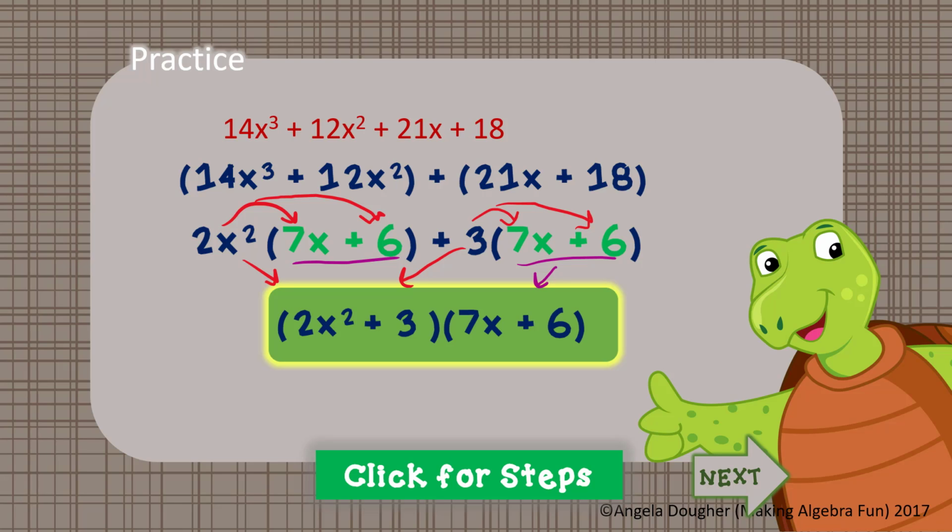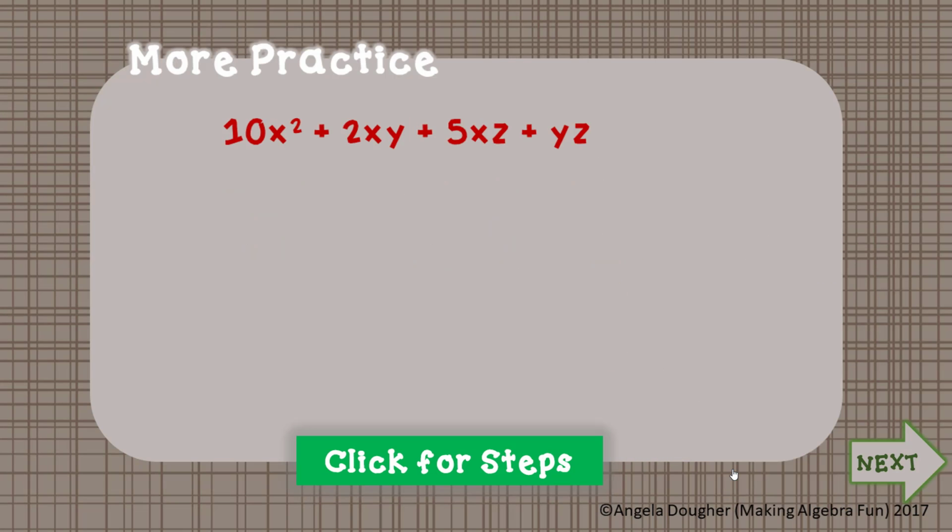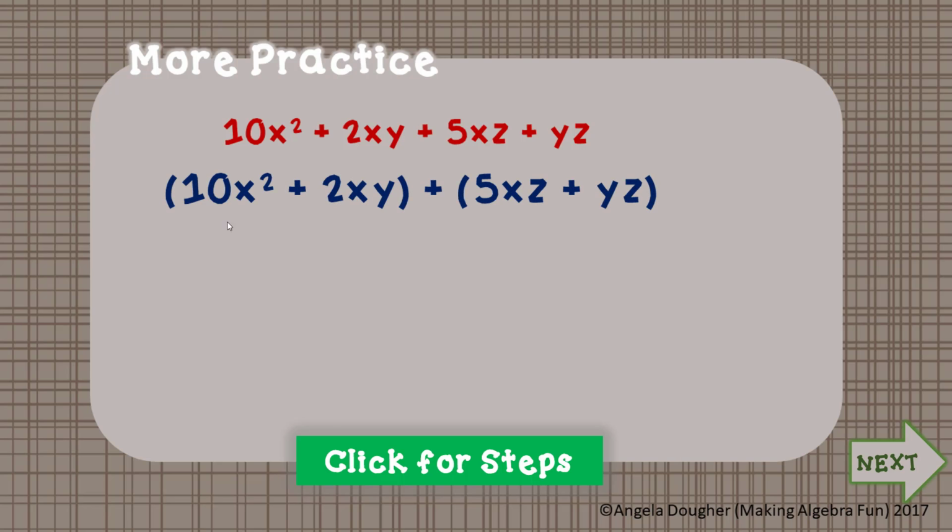All right, so we'll do another exercise here, another example. So now we're going to take 10x squared plus 2xy plus 5xz plus yz. All right, so let's see what we can do here. First off, we need to put it into two groups. So we're going to take our 10x squared plus 2xy, and then we're going to take plus 5xz plus yz.